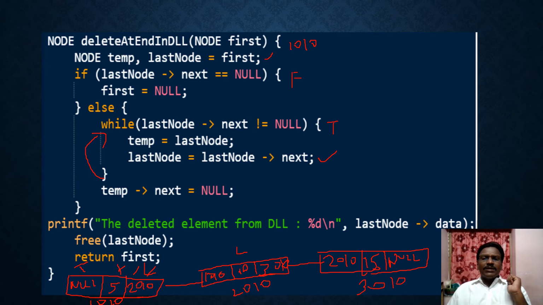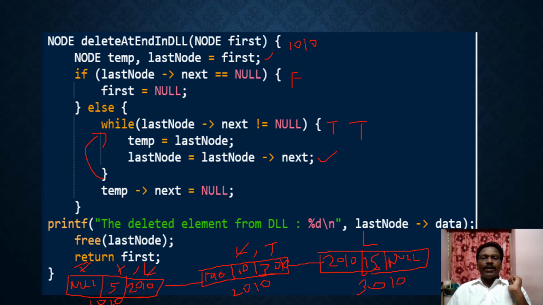Now, last node next not equal to null. The last node next is 3010. The condition is temp equal to last node. After the statement, at present, this was the temp. Again, last node equal to last node next. It means at present the last node is 2010, then 3010. Now onwards, this is the last node.